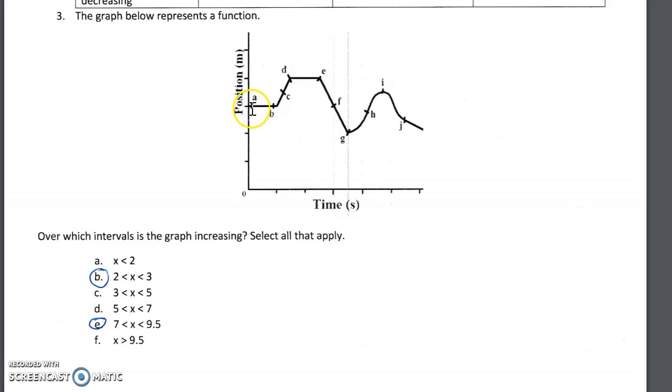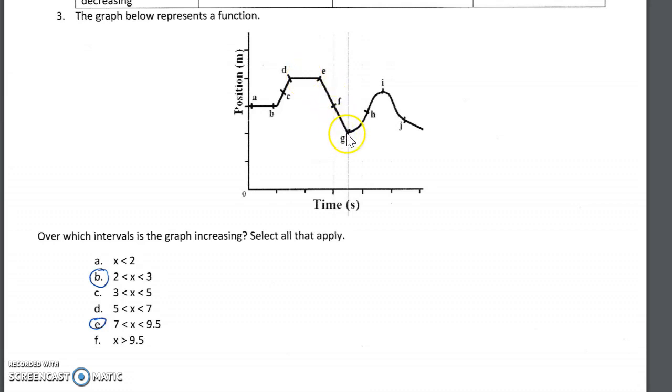Where is it increasing? So start at the beginning. Is it increasing? No, that's constant, that's straight. When you get here and you start going up, is it increasing? Yes. So the first interval that it's increasing, if you look at your x's, is from 2 to 3. Okay, so you've got increasing. Then, again, it's going straight. That's constant. It's not increasing, it's not decreasing.